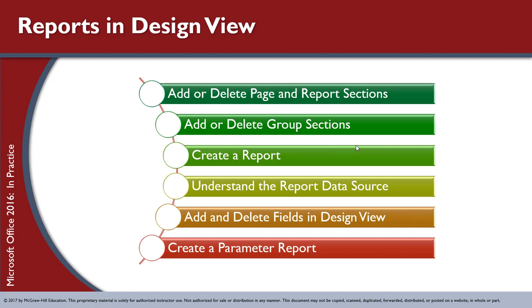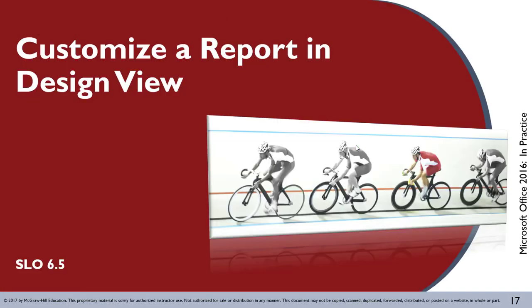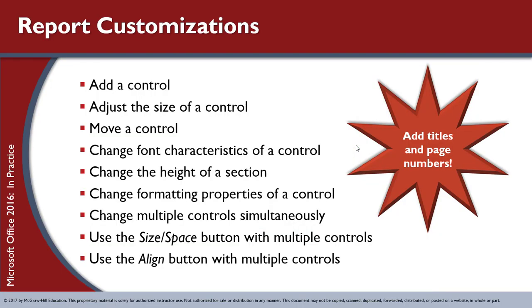As far as reports in Design View, we will take a look at deleting pages and adding report sections. We'll take a look at group sections. Obviously, you're going to create a report, understanding where the data comes from, which could be a table or a query. We'll also take a look at adding and taking away fields in Design View and creating a parameter report that's actually driven from a control source of a parameter query.